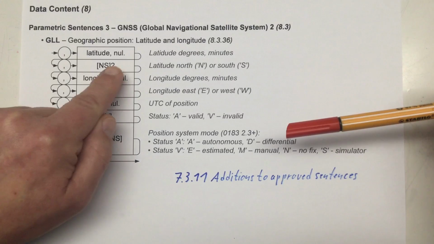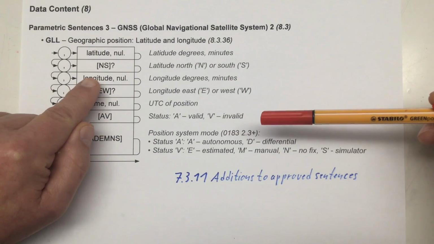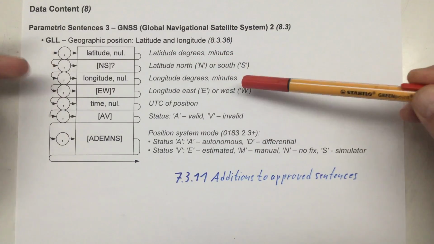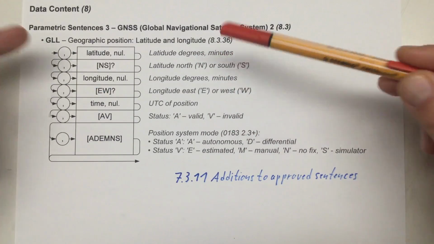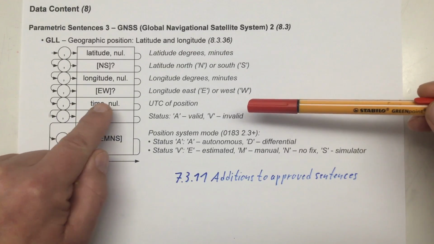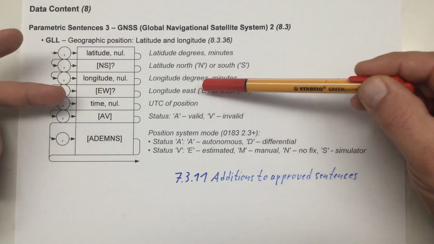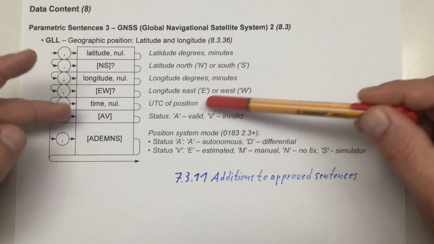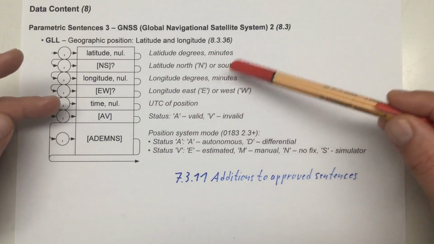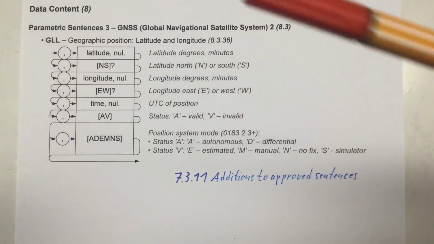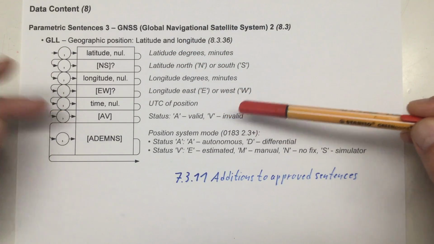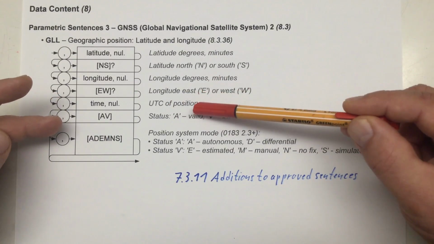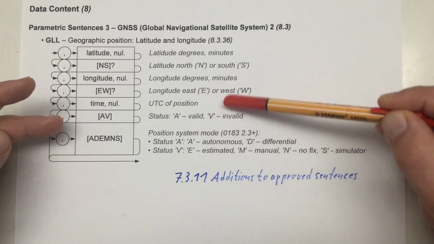It starts with a nullable latitude field followed by an optional letter N or S indicating if the latitude is north or south. Then comes a nullable longitude field followed by an optional letter E or W, which indicates if the longitude is east or west. Then we have a time field, also nullable, which gives us the universal time coordinate at which that position was taken. And then we have a status field that is not nullable, and it's the letter A or V. A stands for valid and V for invalid.